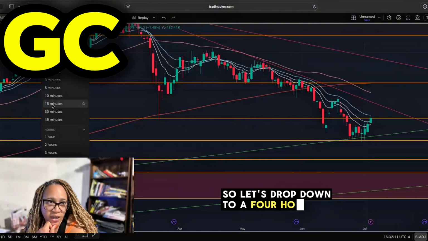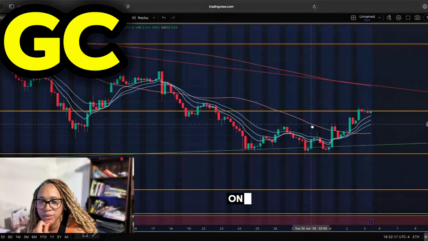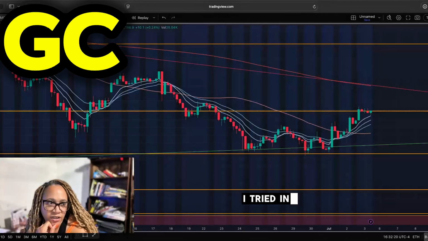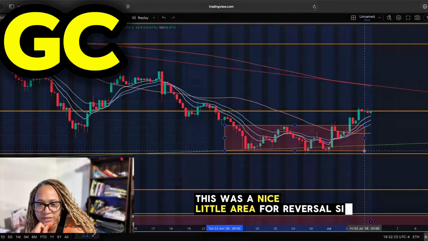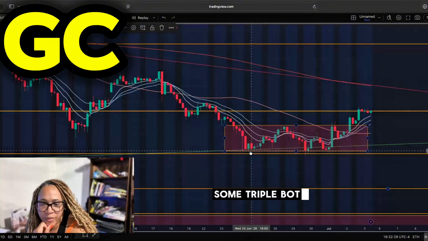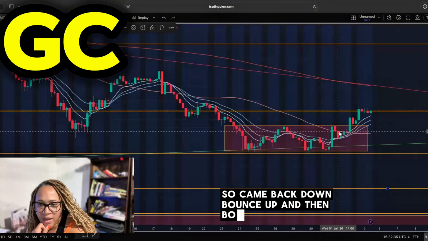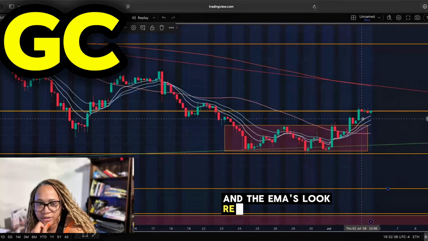So anyway, gold's daily. Let's drop down to a 4 hour. Okay, so we have some nice movement on gold on the upside. This right here, I charted in the last video. This was a nice little area for a reversal sign. We had some triple bottom. So we had a bounce off of here, came up, came back down, bounced up, and then a bounce again, and then we kind of just moved up, and the EMAs look really nice.